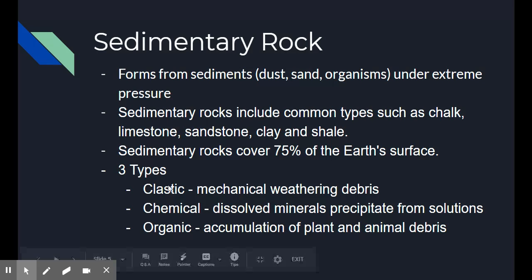There's three types. There's clastic, which is mechanical weathering debris, right? This would be like a sandstorm. Okay, there's chemical, a good example would be minerals that are dissolved from maybe acid rain that comes through. It's going to dissolve the chemicals out of rocks. And then there's organic, and this is the accumulation of plant and animal debris, right? So this would be like your limestones or your coal, stuff like that. Okay.